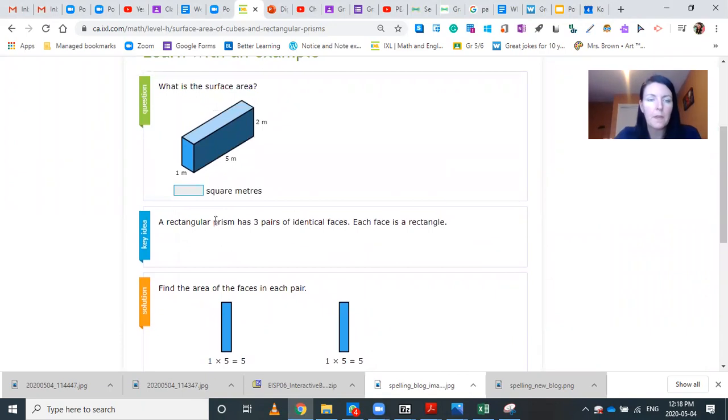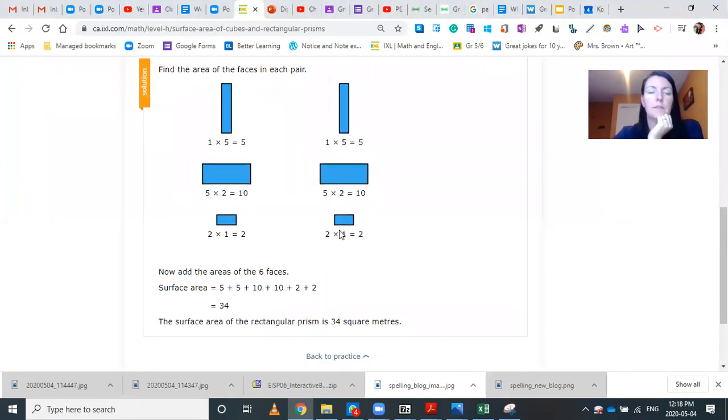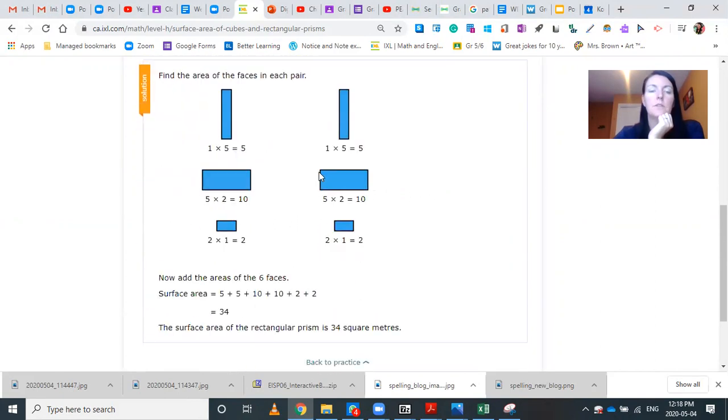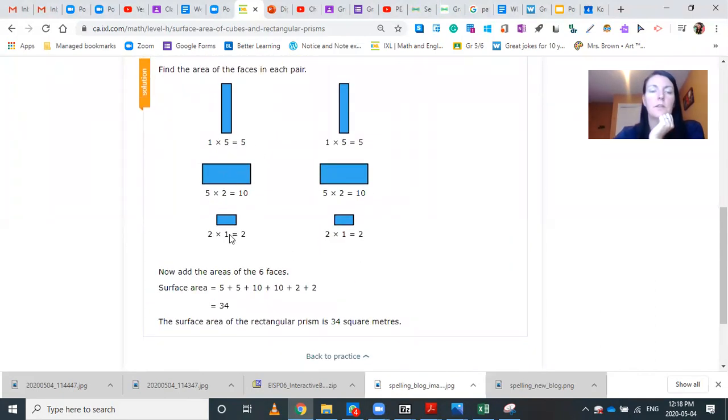A rectangular prism has got 3 pairs of identical faces. If you're looking at this box, you've got the top and the bottom, that's one pair. You've got the front and the back, that's another pair. And you've got the 2 sides, and that's a third pair. And these opposite sides are equal. So this is what you need to remember. Looking at this shape here, you've got the top and the bottom, you've got the side, and you've got the front and the back. So you've got two of those, you've got two of those, and you've got two of those.